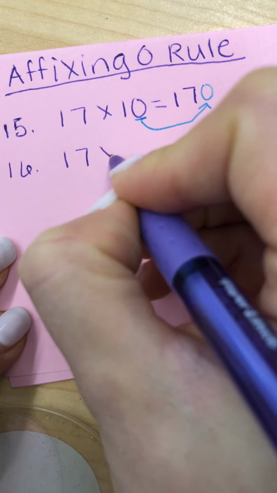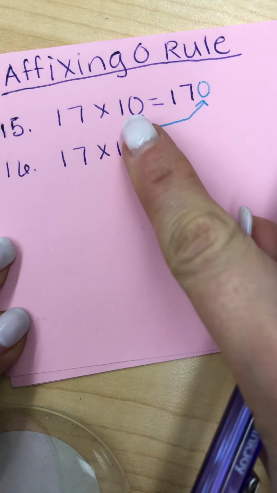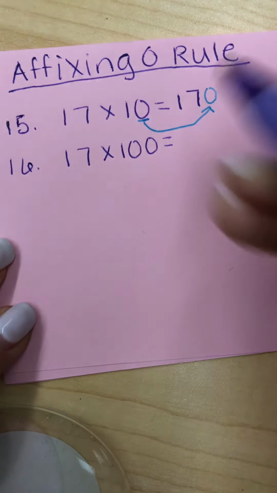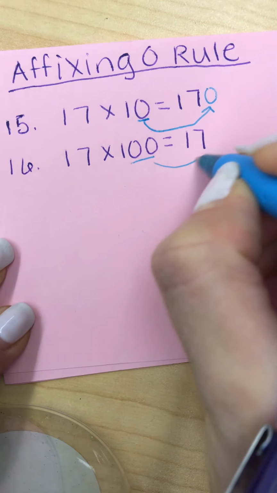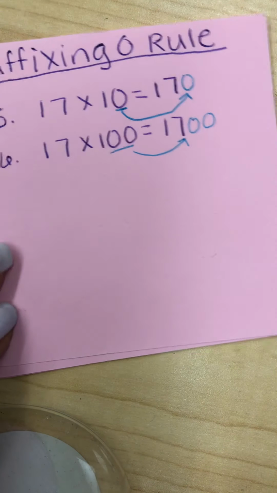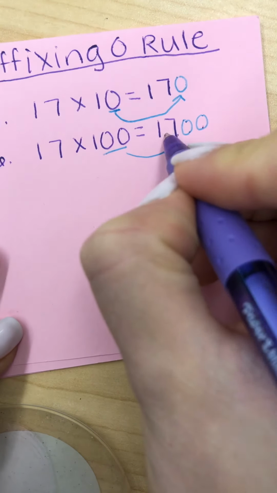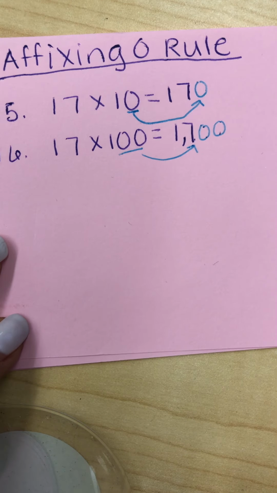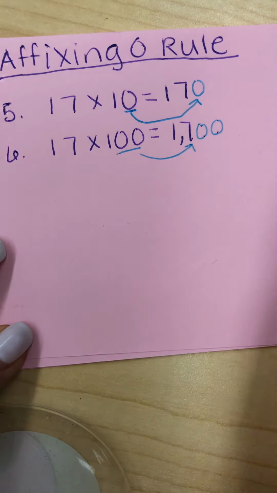We're going to do 17 times 100 this time. So same rule as last time. Cover up those zeros, make it a friendly number. I know 17 times 1 is 17. I covered up the 2 zeros in 100, so I'm going to affix those here. And notice how I'm not putting the comma in until I'm done affixing my zeros. I'm going to count 1, 2, 3 digits, and then put a comma in at the end of that period. So 17 times 100 is 1,700 or 17 hundreds.